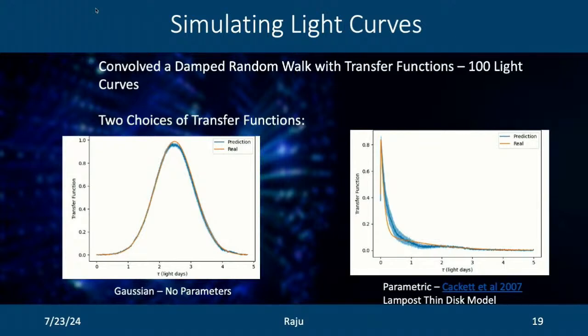And finally, we wanted to see if we can recover parameters from the light curves as well. So what we did is we simulated a few different light curves by evolving a damped random walk with a transfer function. We tried it with just a Gaussian transfer function at typical time lags for the LSST filters. And we also tried it with the thin disk lamppost model, which actually contains characteristics of the black hole, such as the mass, the Eddington luminosity ratio, the inclination of the black hole, and so on.